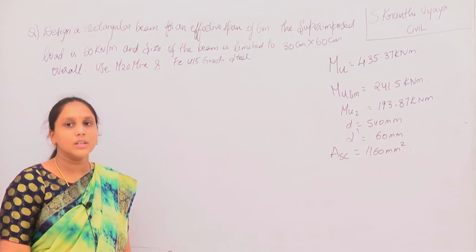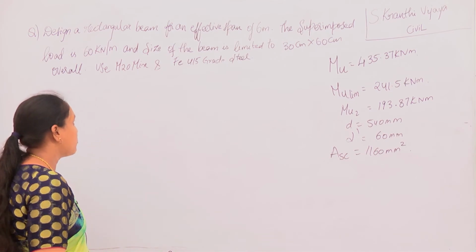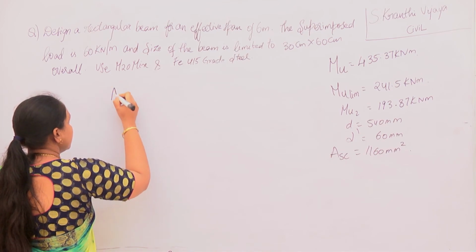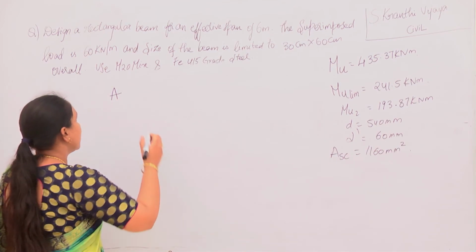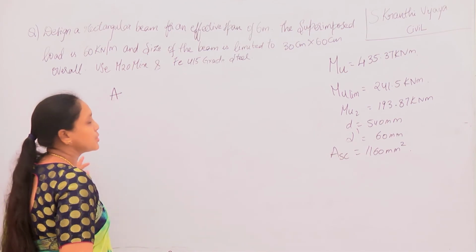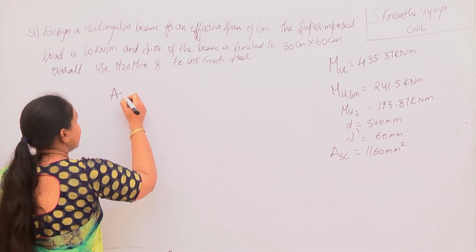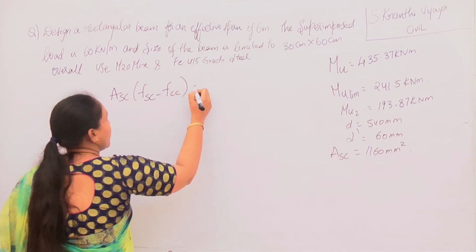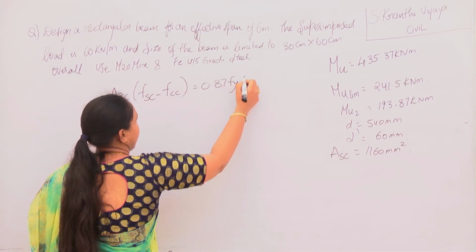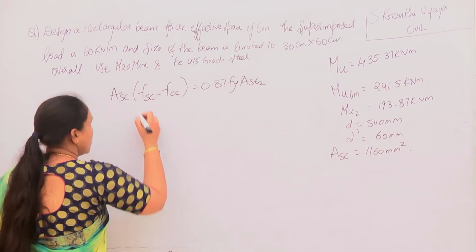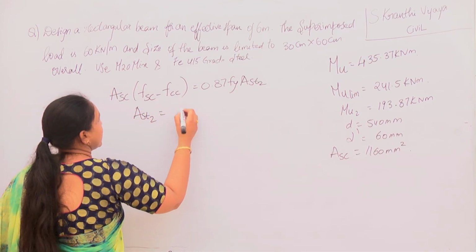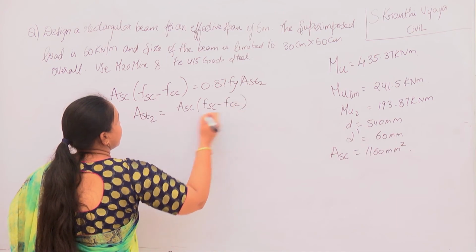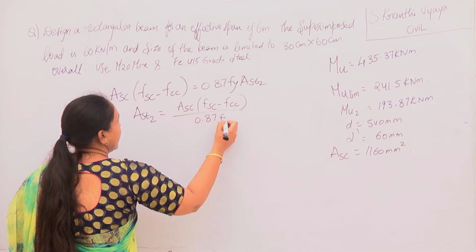Now let us find out the corresponding area of steel, that is AST2. So how will we find out the AST2? That is by equating the total compression steel forces to the tensile steel forces. That is AC into (FSC minus FCC) will be equal to 0.87 Fy into AST2. So from this we can find out AST2. That is AST2 is equal to AC into (FSC minus FCC) divided by 0.87 Fy.